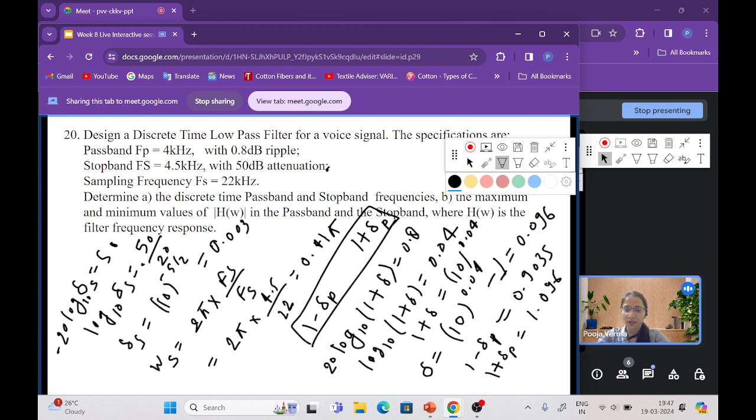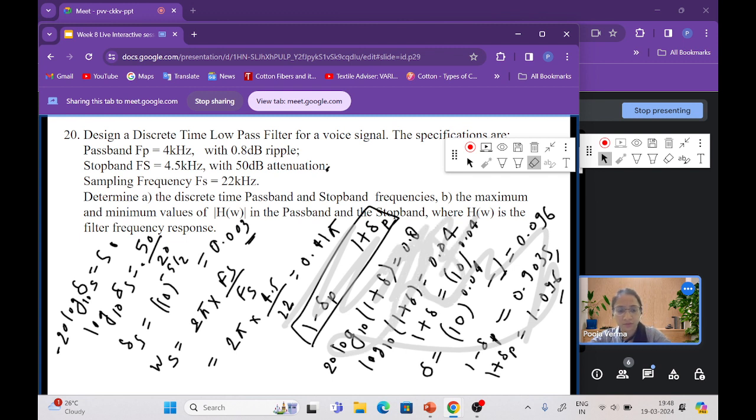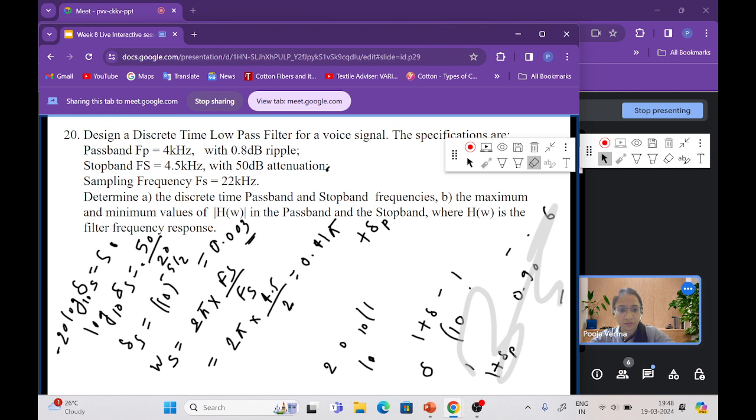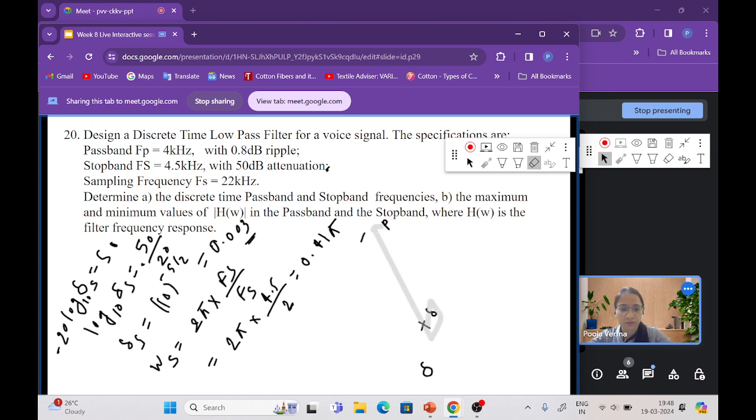Okay. So these are the parameters we need to determine: the normalized discrete-time passband and stopband frequencies, and the maximum and minimum value of H of omega in the passband and stopband. In the stopband the value is 0.003, and already we have determined the discrete-time passband and stopband frequencies. So can I write it clearly somewhere? Okay. I am writing the answer here.